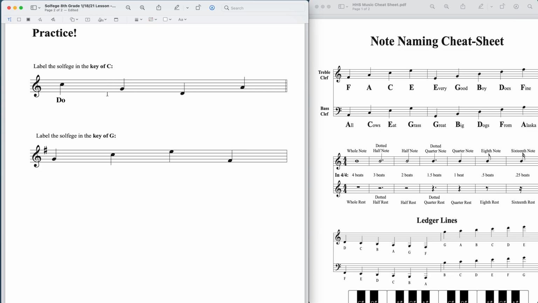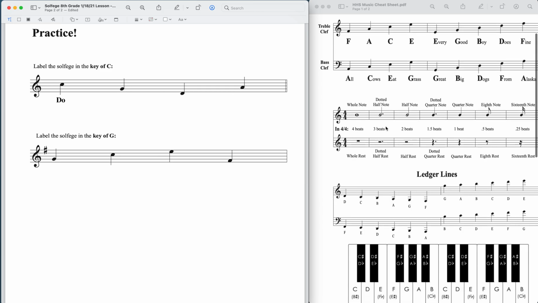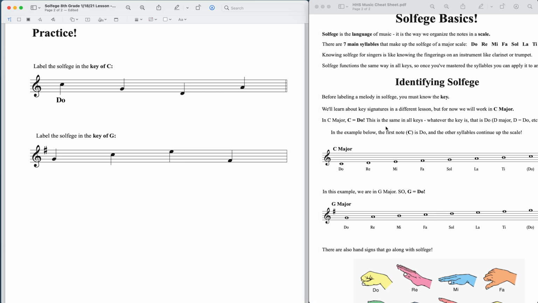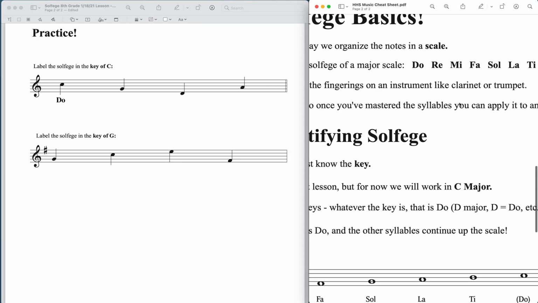Okay, so a couple ways we could do this. We could start on do, which we know is right here. Go down a note to this line would be ti. Go down another note to this space, which would be la. And then down one more note to this line, which would be so. The reason I knew the order of that is because solfege works backward if the notes go down.